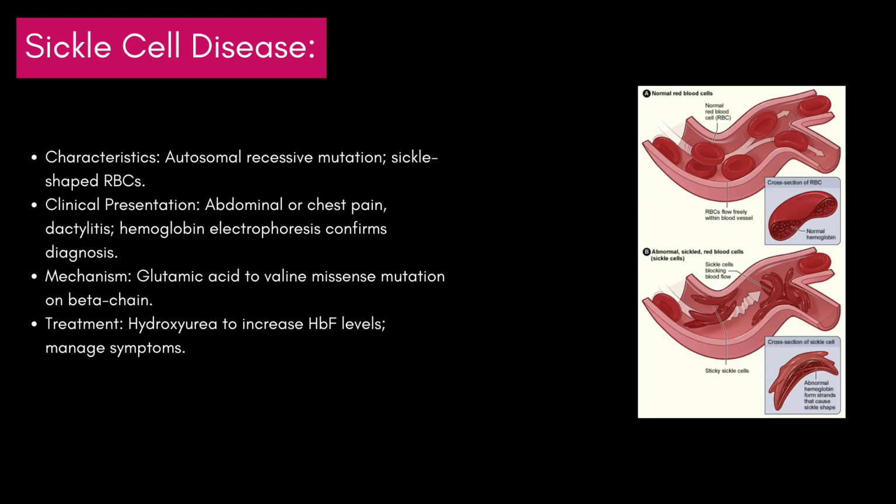Let's take a look next at sickle cell disease. Characteristics: autosomal recessive mutation, sickle-shaped RBCs. Clinical presentation: abdominal or chest pain, dactylitis; hemoglobin electrophoresis confirms diagnosis. Mechanism: glutamic acid to valine missense mutation on beta chain. Treatment: hydroxyurea to increase HbF levels, manage symptoms.